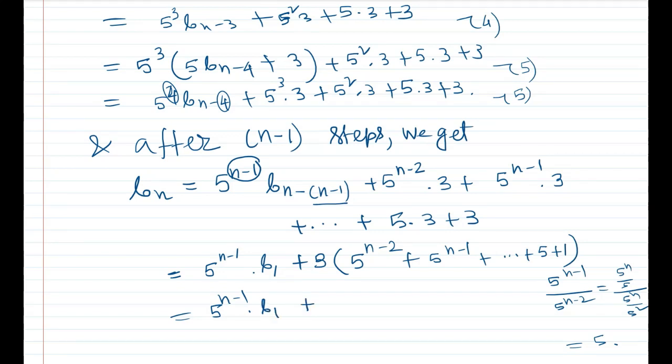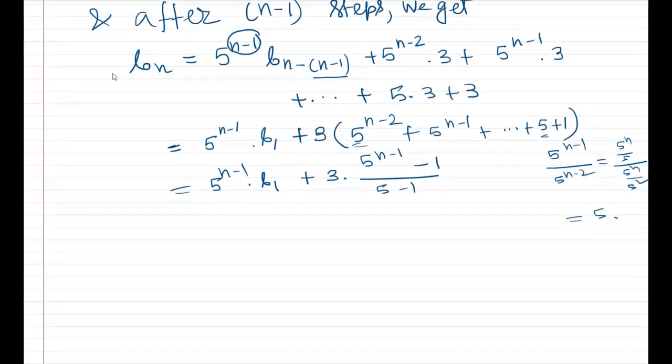This equals 3 into 5 to the power n minus 1 by 5 minus 1. Why 5 to the power n minus 1? Because from this to this, 5 to the power n minus 2 terms and plus 1, so n minus 1 terms. Now this equals 2 into 5 to the power n minus 1.